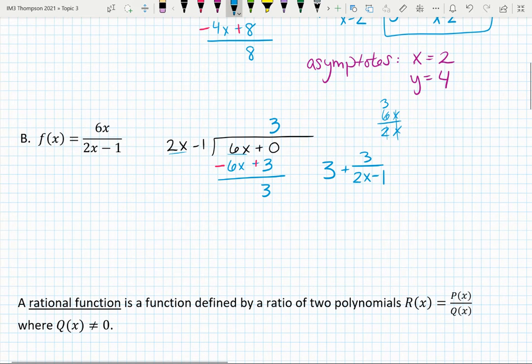So my remainder gets divided by my divisor, 2x minus 1. And I'm going to rewrite that. So f of x is my original function, so I'm just going to use f of x. And I'm going to put the fraction first, and then the remainder. So the remainder is positive 3. So there is my equation in the general form. And now let's talk about asymptotes.